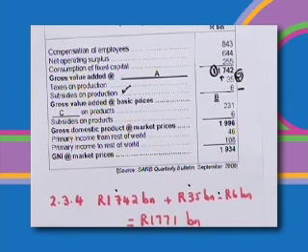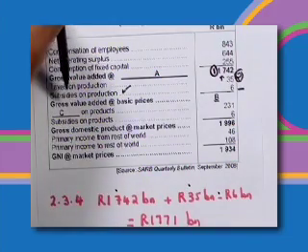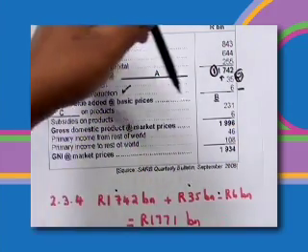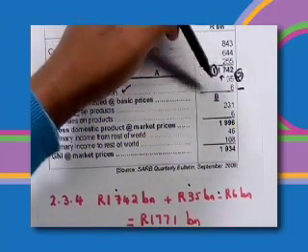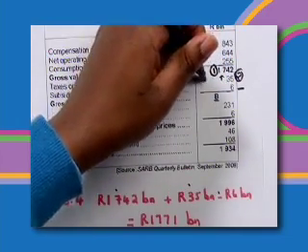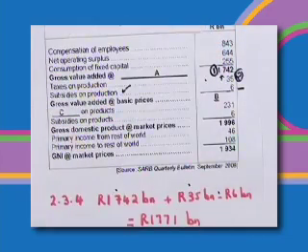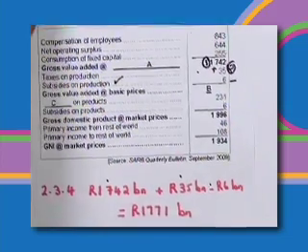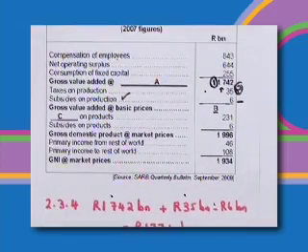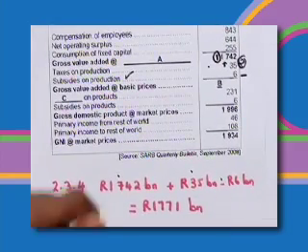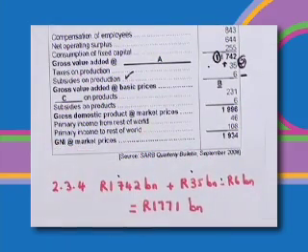Remember, here we are asked to work on the gross value added. So we're working here. Okay, so here is the gross added value. So we take our GDP plus the taxes, and then we subtract the subsidy that is granted on that particular product, and then our correct answer there will be 1771 billion rand.